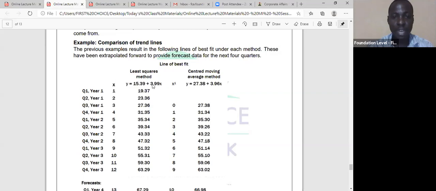You still have your 3.99, here is 3.96, almost close. And you see here that the starting point is 15.39, here it is 27. So if you look at it, it is almost similar. Quarter 3 is almost similar with quarter 3 here because of approximation. Almost similar.